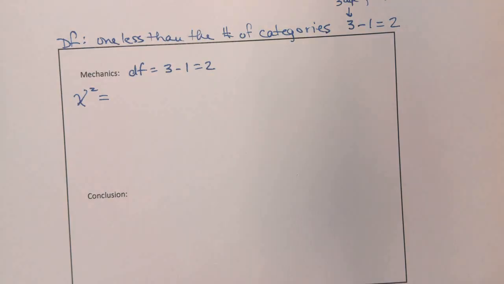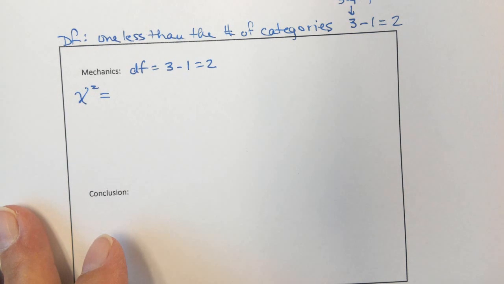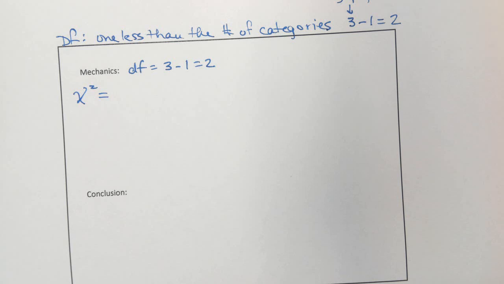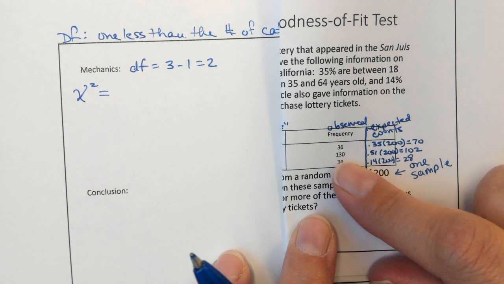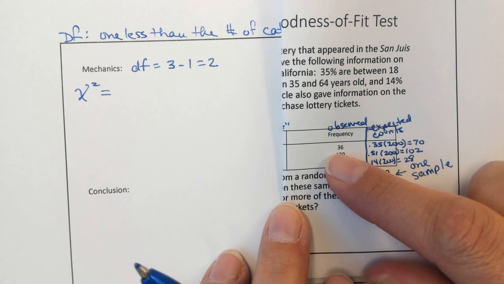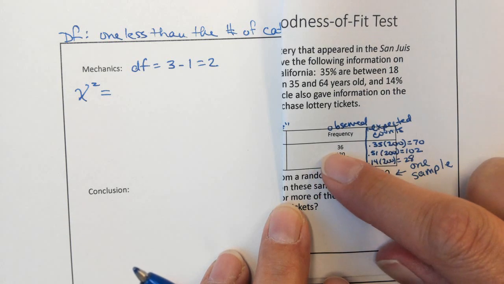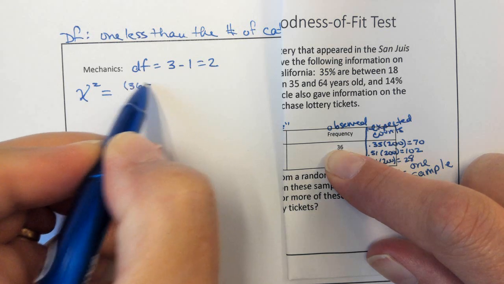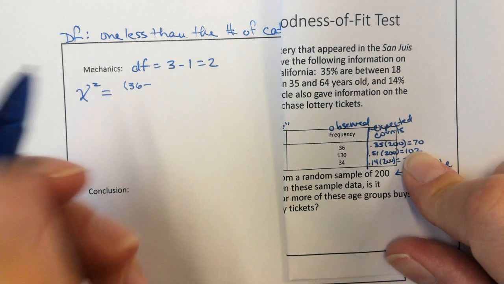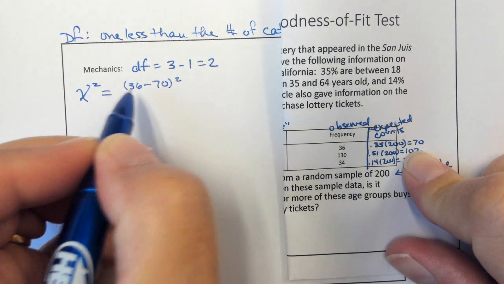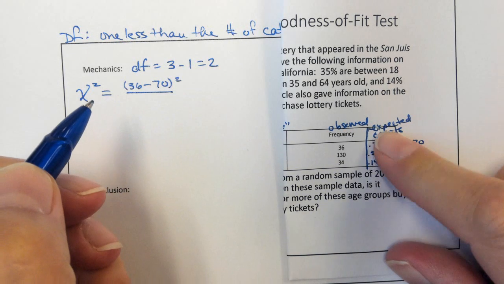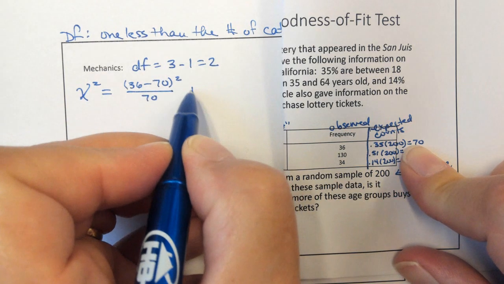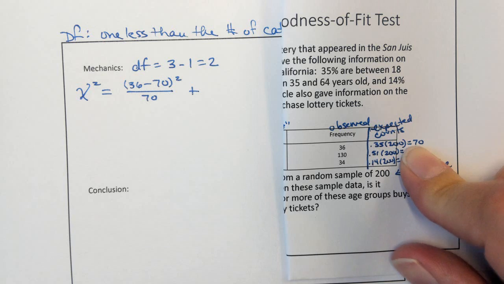Okay. Well, I need my table. So let's go back and find the table, and keep it handy. I'm going to fold it over here. So here's my table from the first step, and I need observed minus expected. In the first category, I've got an observation of 36, put it in parentheses, minus the expected frequency, which was 70. You're going to square it to make it positive, and then divide by the expected, which is 70. Just plug and chug. Plus, we're going to sum these.